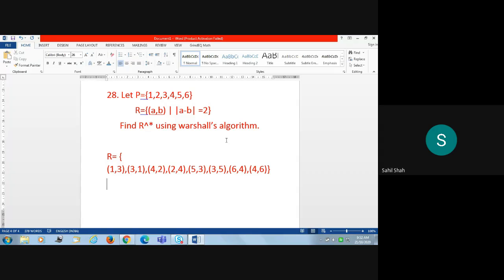The cardinality of R closure should be 18. You should have 18 pairs in your final answer. Okay. I feel all of you are computing.